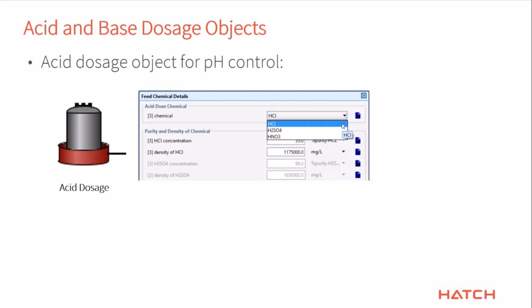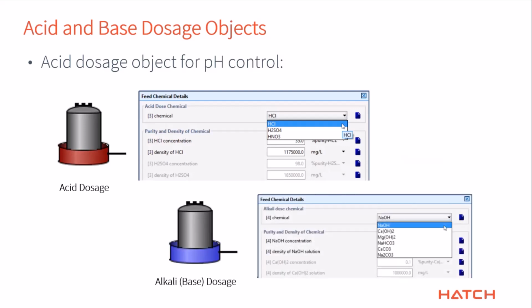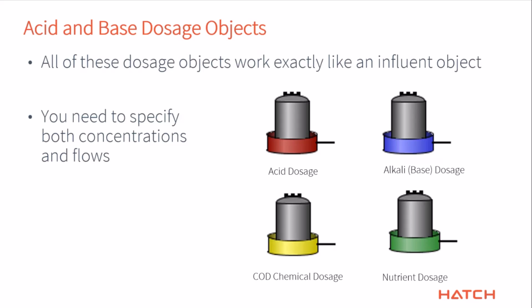We also have very much the same thing here for acid and base or alkali dosage. And you can see here we have hydrochloric acid and sulfuric acid and so on. And here we've got various forms of base that we might be adding, sodium hydroxide and so on. The idea behind all of these is that you're going to be dosing one or the other into the stream, and then your pH is going to go up or down accordingly.